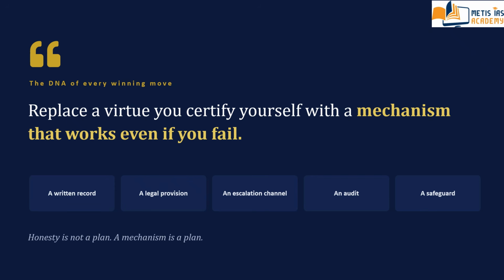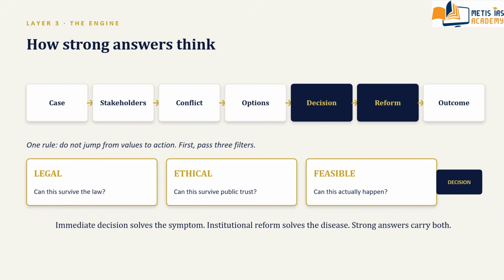UPSC does not reward impossible idealism. It rewards ethical public action. One more distinction: immediate decision solves the symptom. Institutional reform solves the disease. Strong answers usually contain both immediate decision as well as institutional reform. At this point, the question becomes: does this actually work or not?